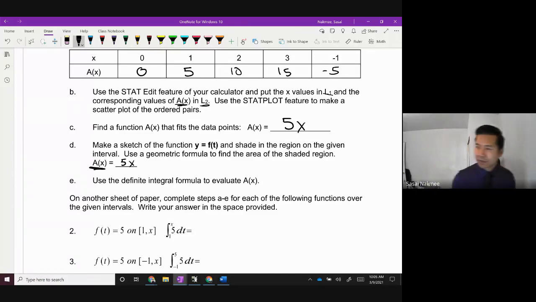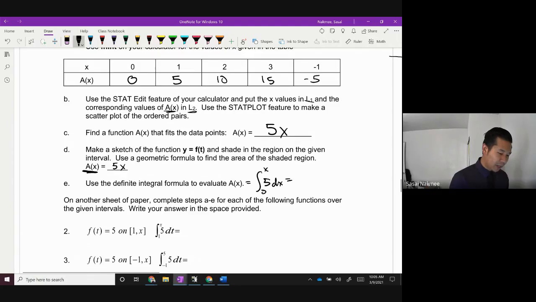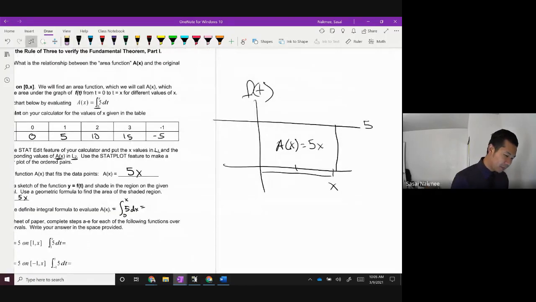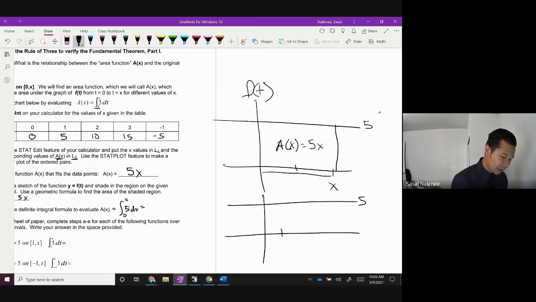If we use the definite integral formula to evaluate this, check this out. Let's just say a of x right here is equal to the integral from 0 to x of 5 dx. If you take a look at the shape right here, let's say I drew this again here. Let's say it was going from like 0 to 2, right? 0 to 2 of 5 right here. So here's 1, here's 2.